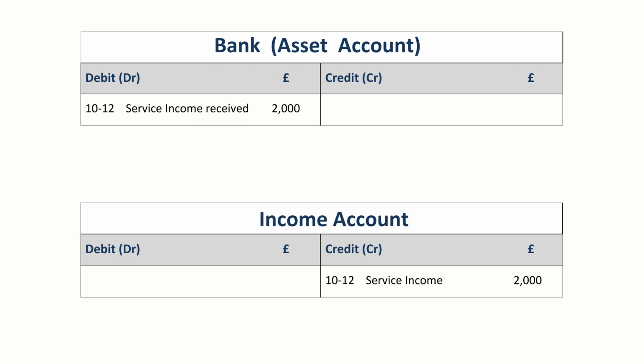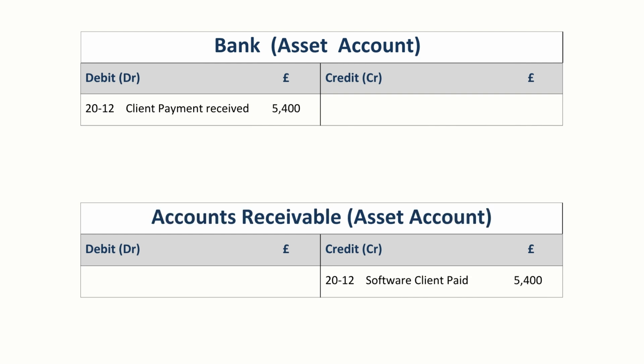Now, let's look at another transaction. The business received £2,000 for services we've provided, and the money went straight into the bank account. The bank account is an asset, and assets increase on the debit side when money comes in. The service income account represents our income, and income increases on the credit side. Debit bank £2,000 because cash in the bank increased. Credit service income £2,000 because our revenue increased.